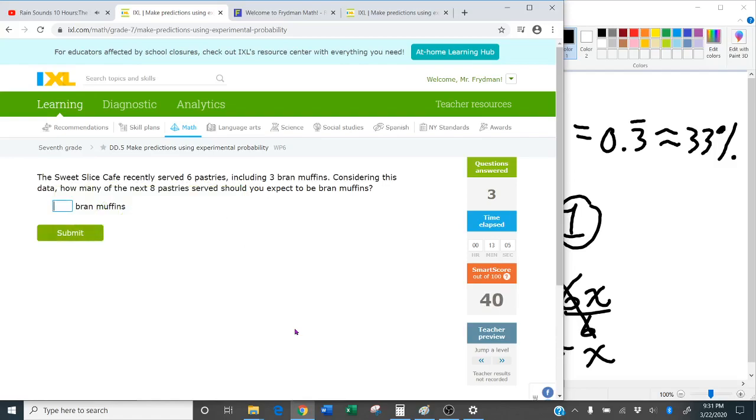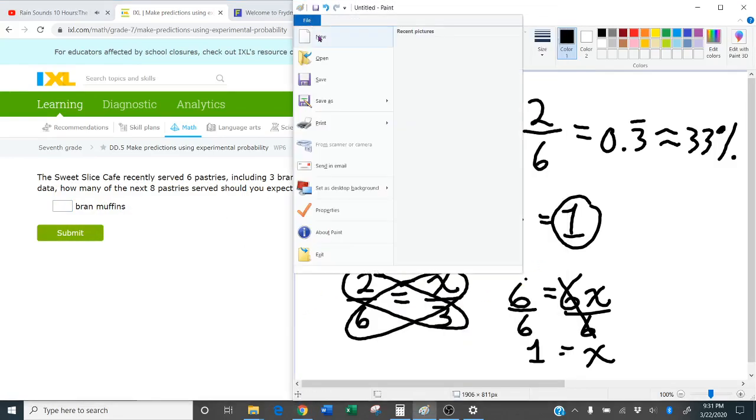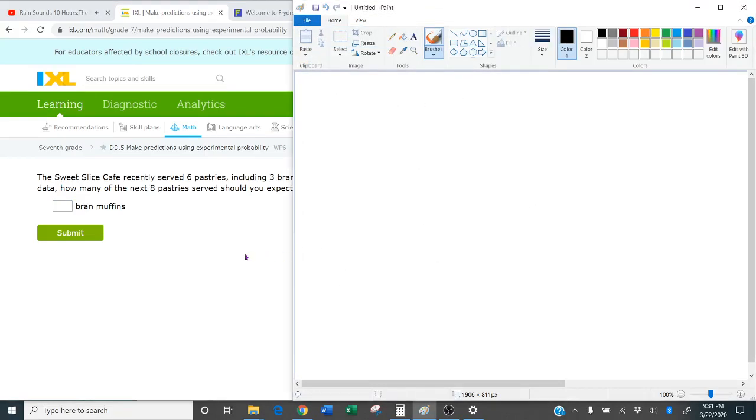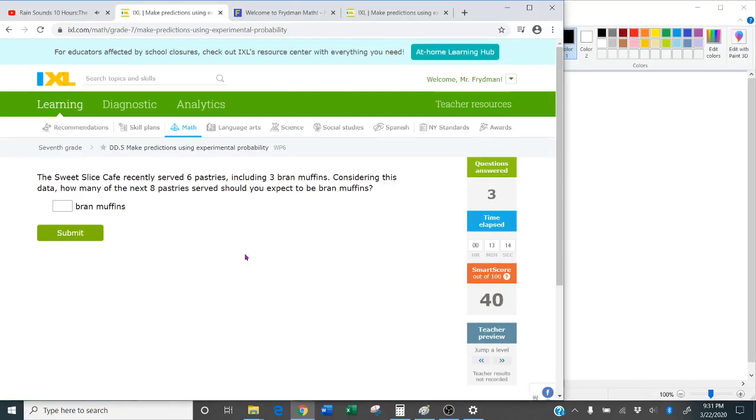Let's see. Yeah, so you really have to be careful when you're doing these problems. You have to decide if you should be adding the numbers in the denominator. So let's read this question. The Sweet Slice Cafe recently served 6 pastries, including 3 bran muffins. So let me pause there. A bran muffin is a kind of pastry. Are these 3 bran muffins already included in these 6 pastries? Yes, they are. It says it right here.